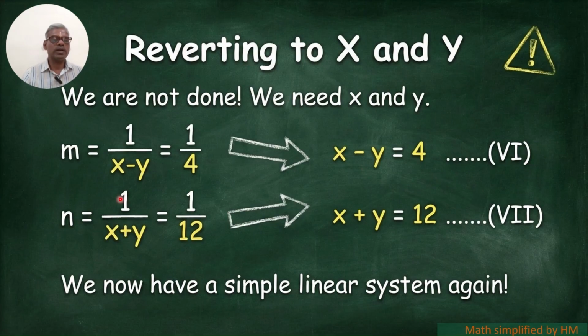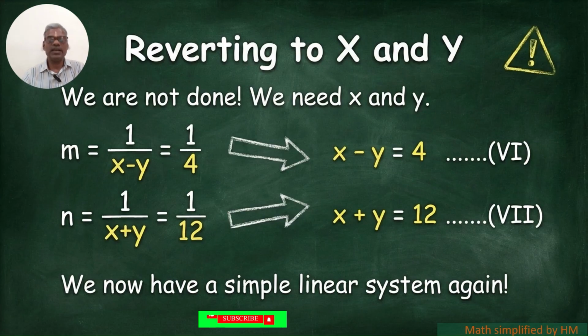Another, n is equal to 1 upon x plus y, and we have found n as 1 upon 12. So we get the equation 1 upon x plus y is equal to 1 upon 12. This gives the equation x plus y is equal to 12. So name it as 7. We have a simple linear system again.